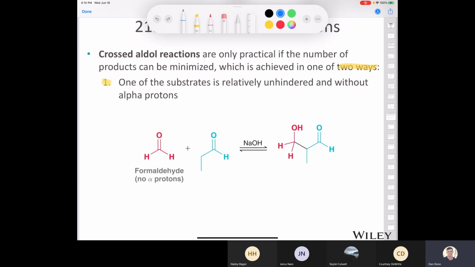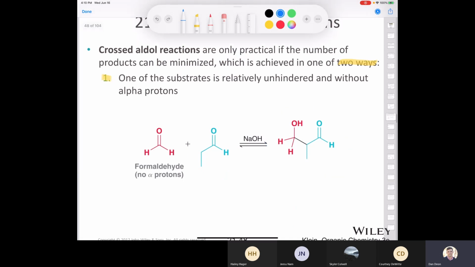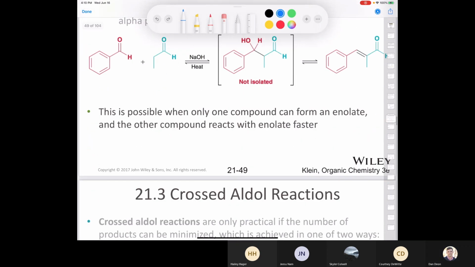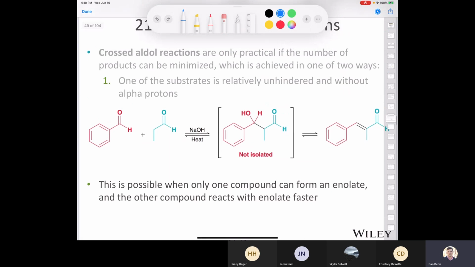What you would do is you could add this, since this is so unhindered, it's going to react faster than this would. And so you probably would get a mixture, but you would get mostly this, okay? Let's see. What I think is an even better option is not covered until here. So I'll talk about it here.